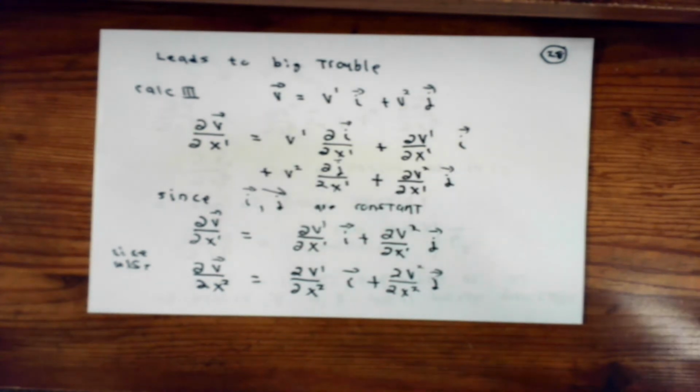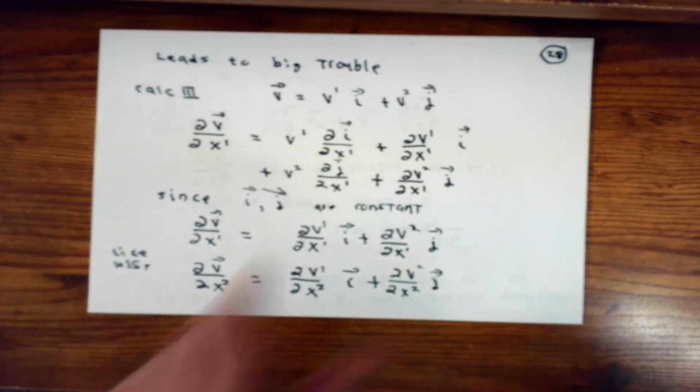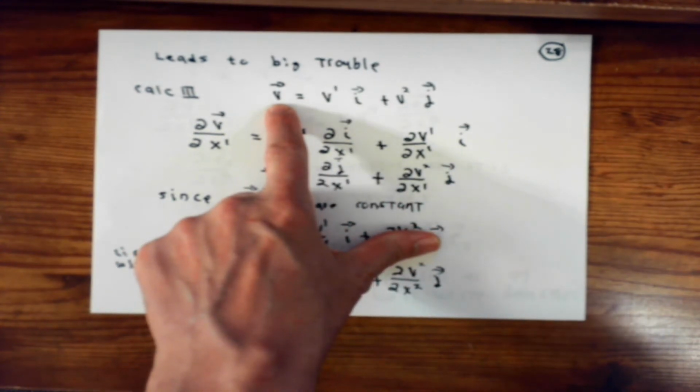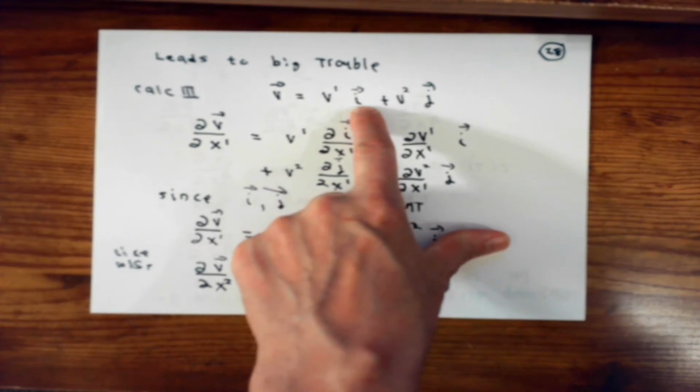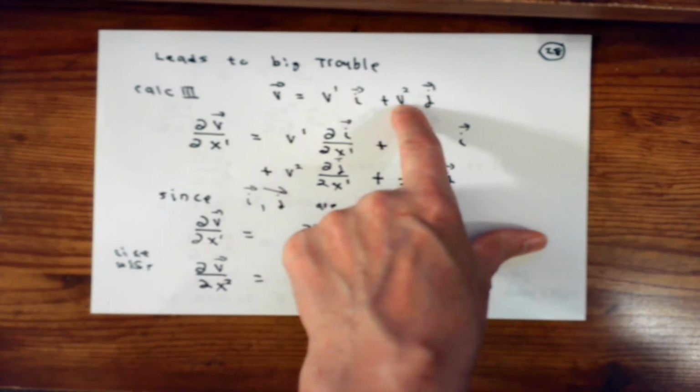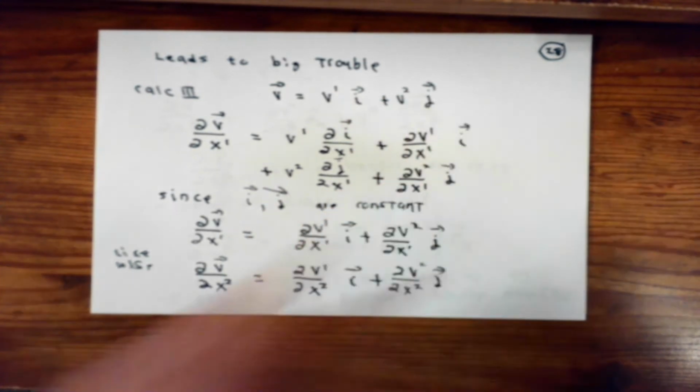On the one hand, this is going to lead us into huge problems, but on the other hand, this is how we're going to make the jump to curved spacetimes. If you were back in Calc 3, vector v is the x component of v times i plus the y component of v times j.